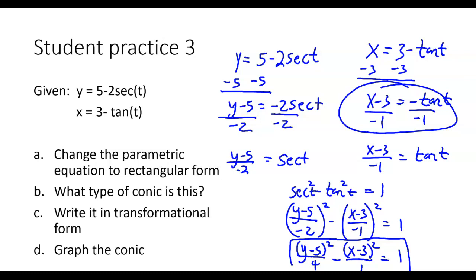What type of conic is that? Well, we have squares with a minus, so that's a hyperbola again. And as I told you, for these types of problems, writing it in transformational form, it's already done. So we don't have to really do part C on this. But what I do want you guys to do now is try to graph it. So pause the video here and see if you guys can graph that hyperbola. When you unpause it, I'll have it up there for you.